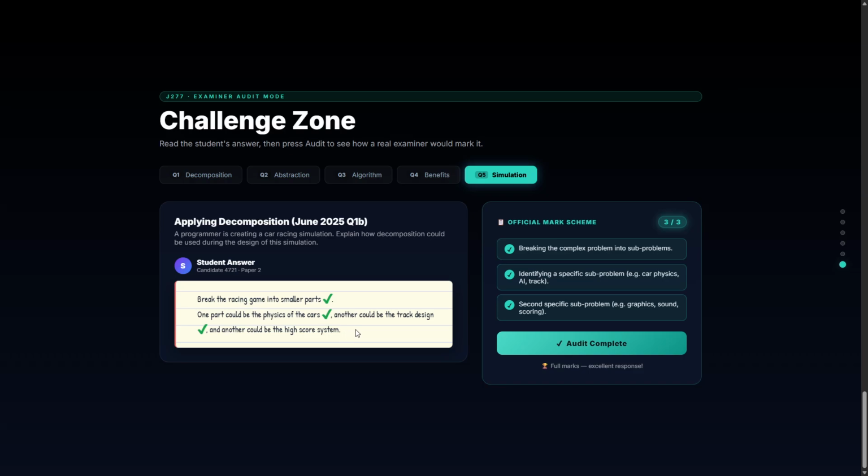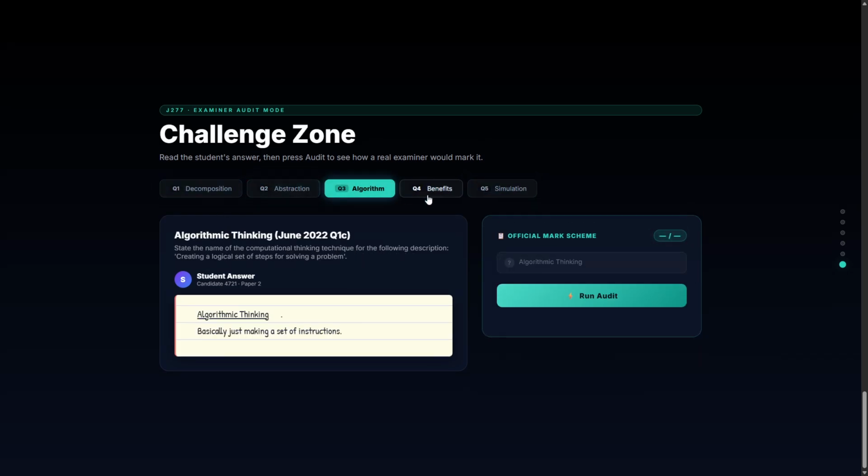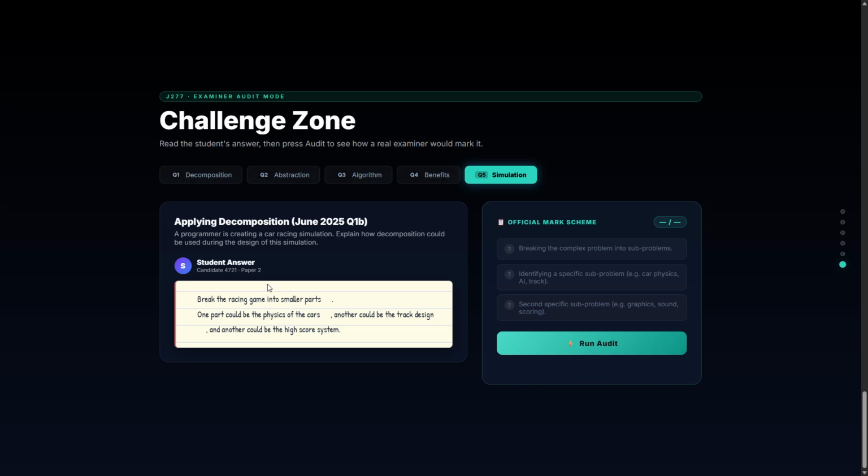And this is all about being able to identify each type of computational thinking skill and explaining how they can be used. That's that section done.